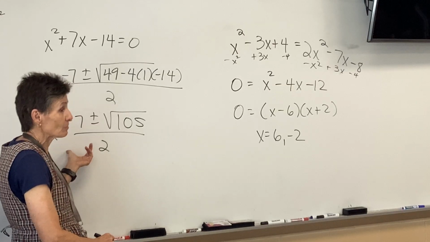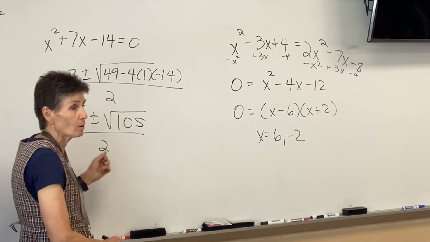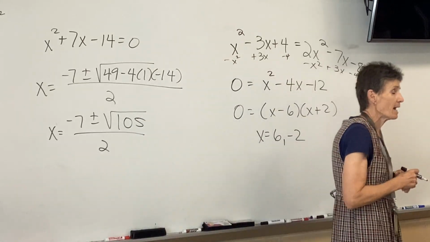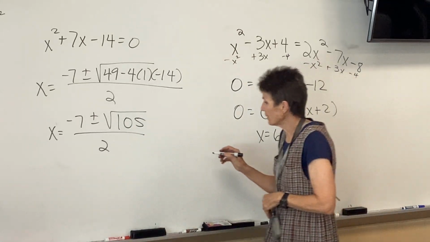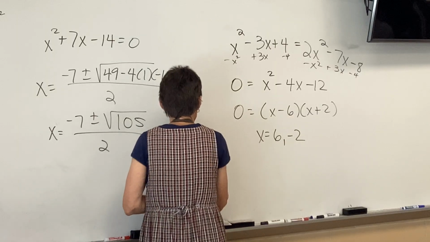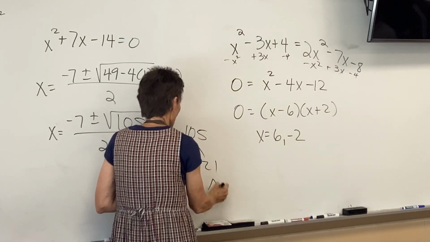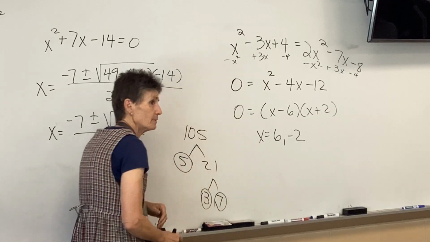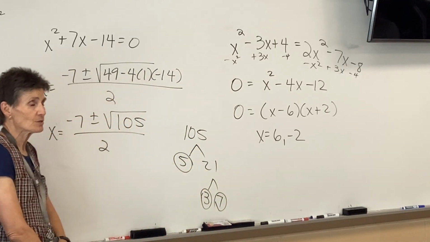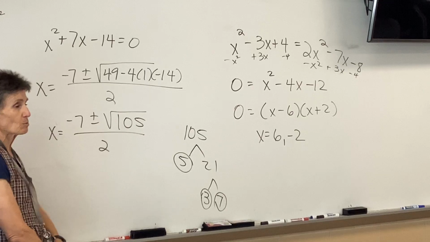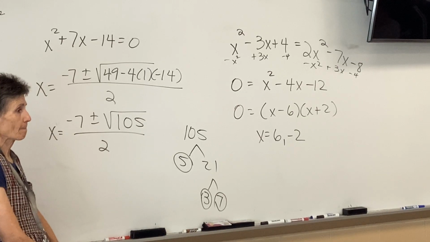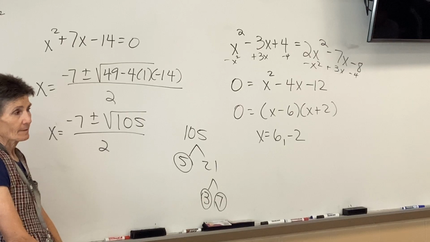I couldn't factor this one, so I did the quadratic formula. 105 does not break down because 105 is 5 times 21. So 105 doesn't have any pairs, so we'll stick to 105. Anybody have a question about that?